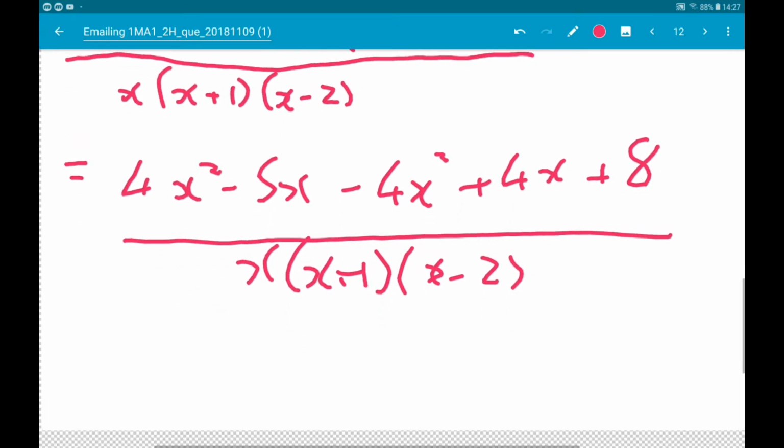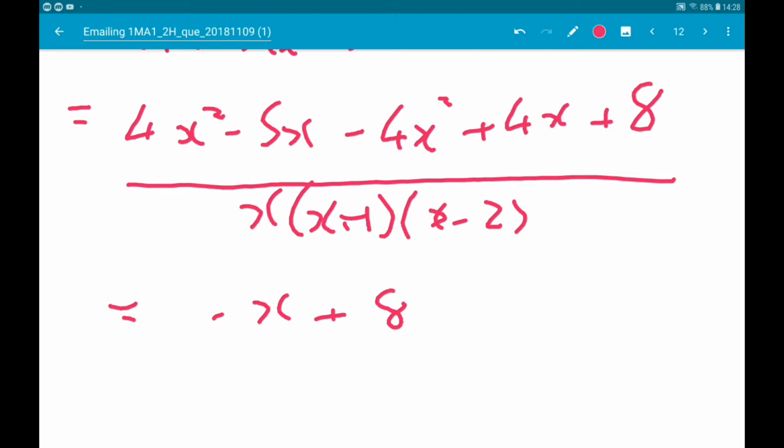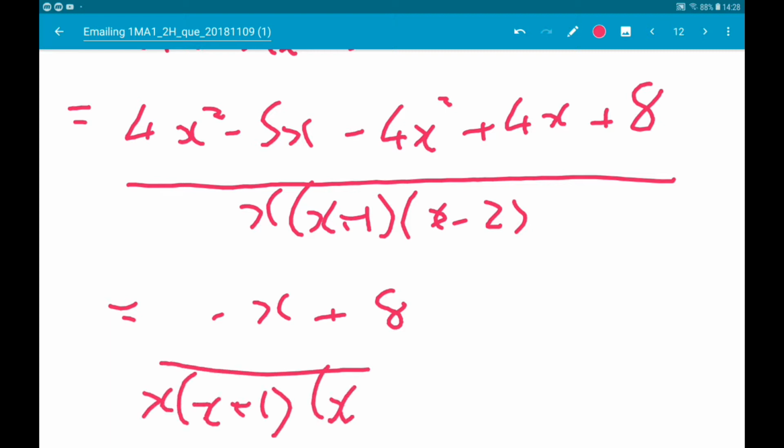So we can simplify the top. We have 4x squared minus 4x squared, so they cancel out. We then have minus 5x add 4x, so that's minus x. And then we have plus 8. So we have minus x plus 8 all over x add 1 times x minus 2.